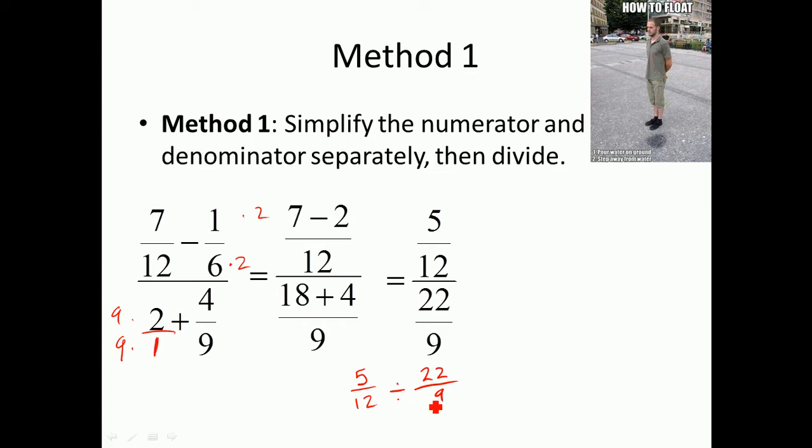So you guys already know when you're dividing by a fraction, you flip and multiply by the reciprocal, right? So really, that's 5 twelfths times 9 over 22. And you should be left with 15 over 88. So there's another method that we can use to get the same exact answer.